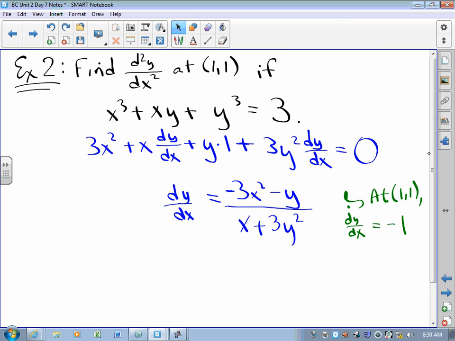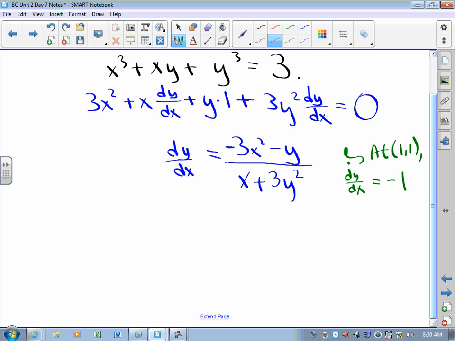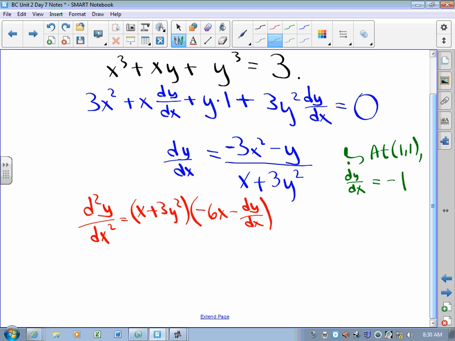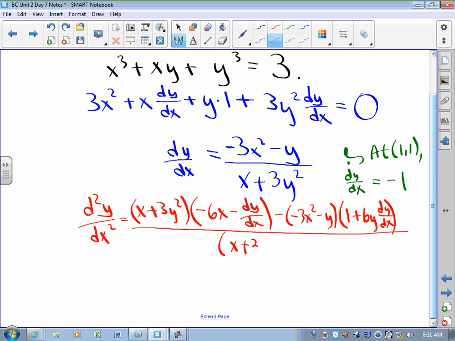We're going to need that because we're looking for second derivative. And since we're looking for second derivative, we've got to take the derivative of that quotient. And the derivative of that quotient comes from the familiar quotient rule. It's bottom times derivative top. Remembering that the derivative of negative 3x squared is straightforward, the derivative of y is dy dx, minus the top times the derivative of the bottom. The derivative of x is 1. The derivative of 3y squared is 6y dy dx. For the rest, you won't be scared. It's all over the bottom squared. This is calc. And so all we have to do is evaluate that at 1, 1.